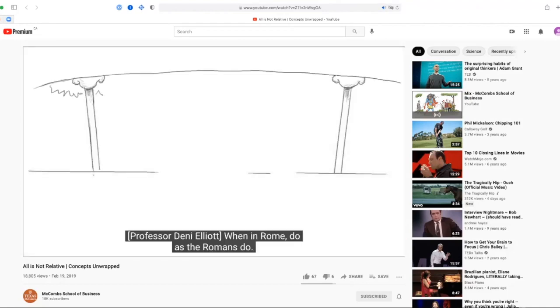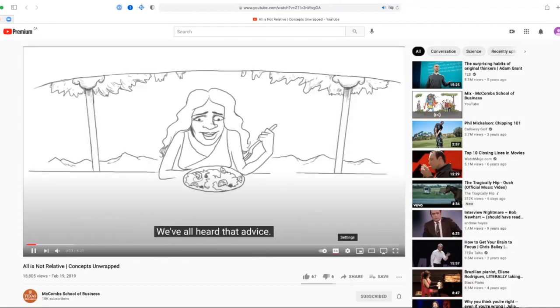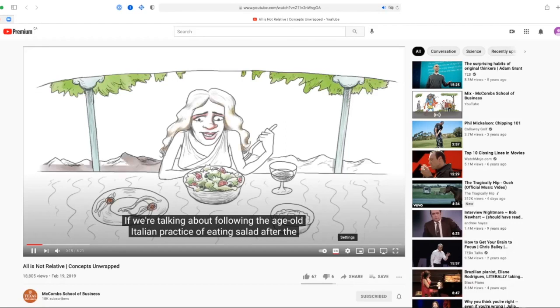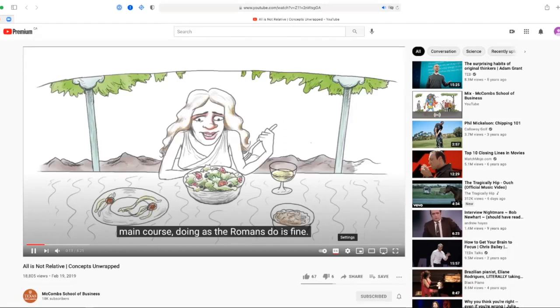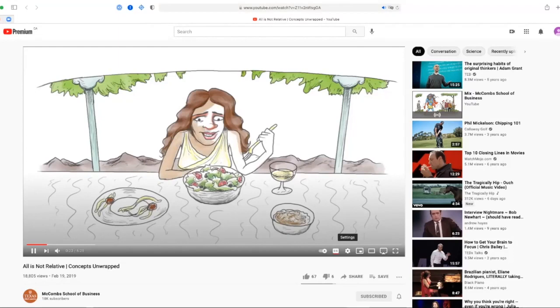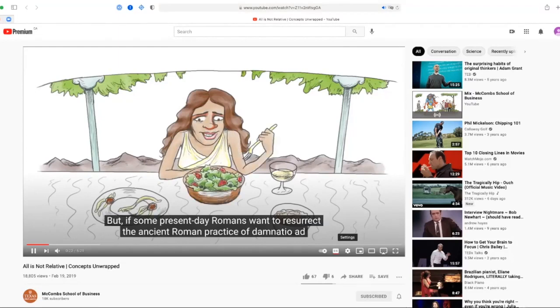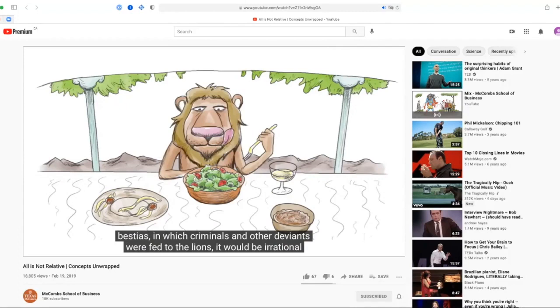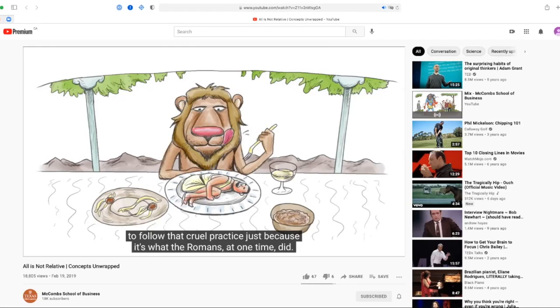When in Rome, do as the Romans do. We've all heard that advice. If we're talking about following the age-old Italian practice of eating salad after the main course, doing as the Romans do is fine. But if some present-day Romans want to resurrect the ancient Roman practice of damnatio ad bestias, in which criminals and other deviants were fed to the lions, it would be irrational to follow that cruel practice just because it's what the Romans at one time did.